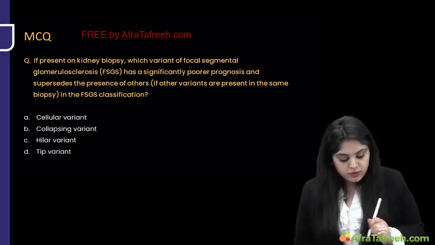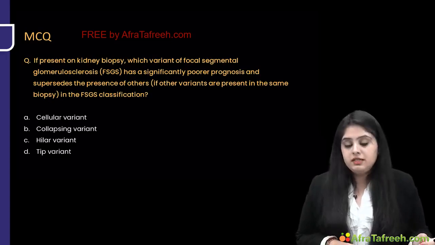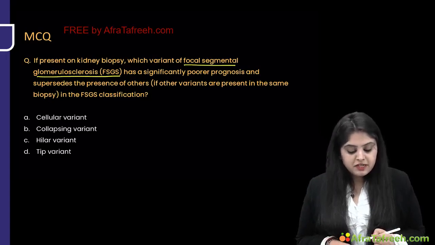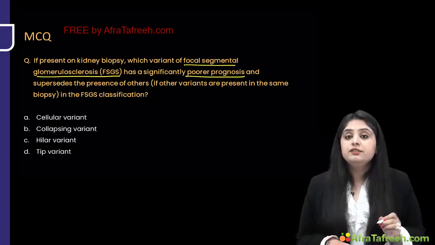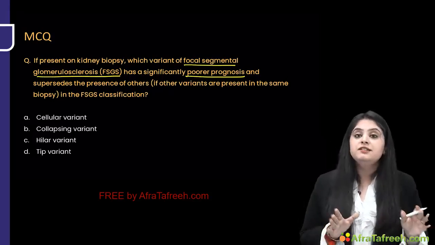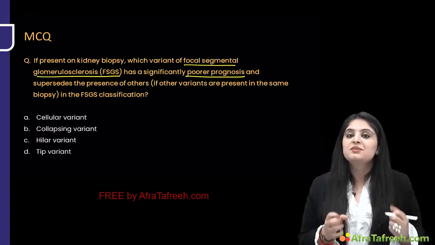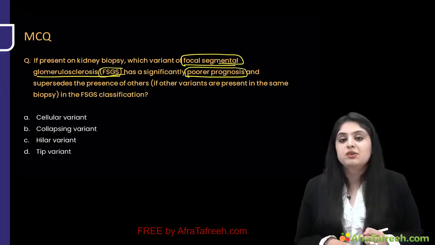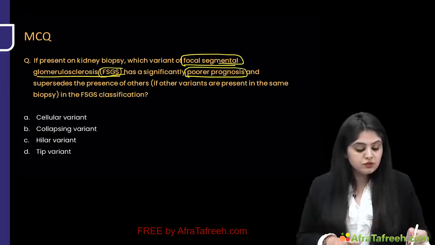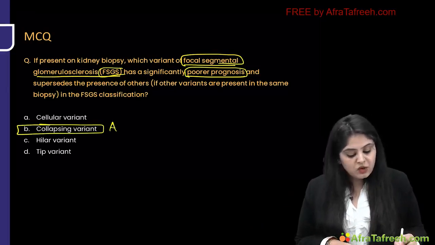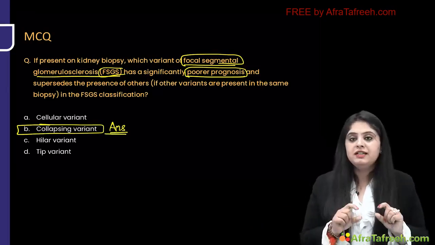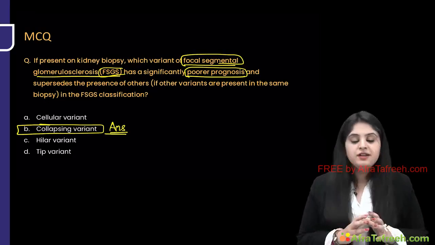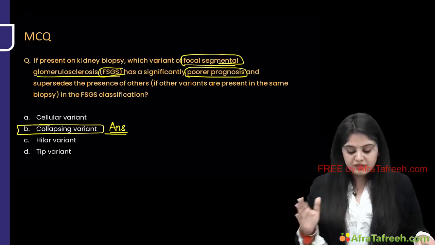Let's pick up the next question. If present on kidney biopsy, which variant of focal segmental glomerulosclerosis has a significantly poorer prognosis and supersedes the presence of others if other variants are also present? What a complicated way of asking you a simple question: which type of FSGS has the worst prognosis, and if others are present, even then this is going to be the worst of them all. I think we already know it's the collapsing variant. Instead of a one-liner asking which is the worst prognosis FSGS, they made such a complicated English sentence out of it. But I think we are sorted. Our basic concept is collapsing is the worst.